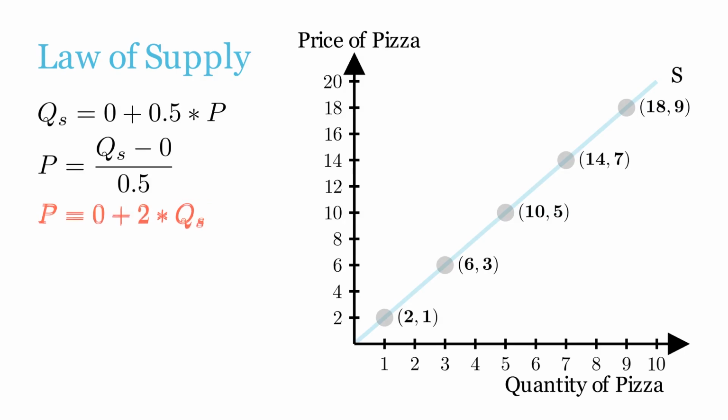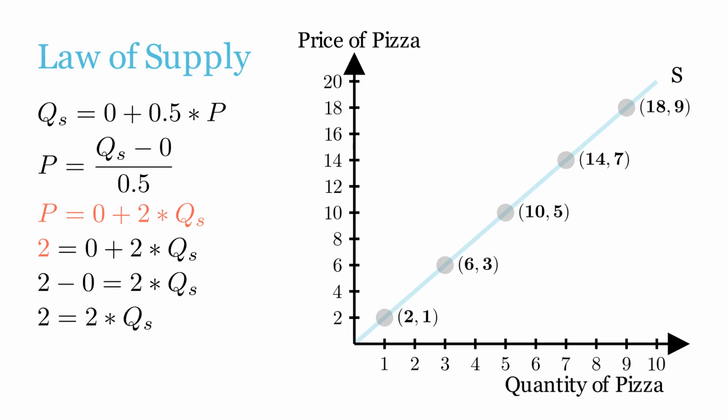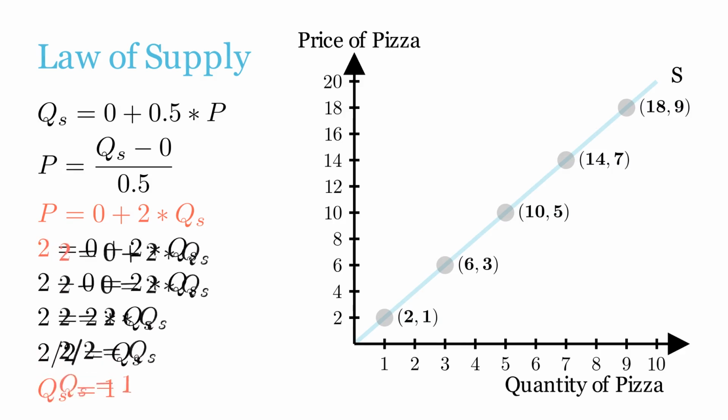Now let us substitute P = 2 into the equation and solve for quantity. After rearranging, we get 2 - 0 = 2Qs. Solving the equation, we get 2 = 2Qs. Dividing both sides by 2, we get 2 divided by 2 is equal to Qs. Therefore, quantity supplied is equal to 1. Let us plot this point on the graph. As you can see, this point matches our earlier point from the table.